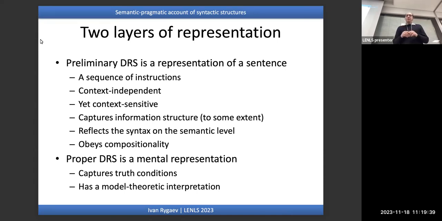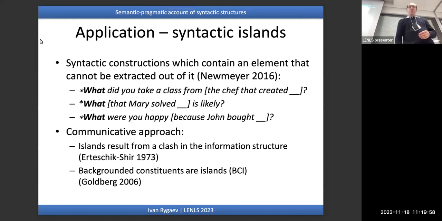Well, property arrays is a good tool for mental representation. So we distinguish two levels of representation: for the sentence, and then for the mental representation, we capture the conditions and the model array interpretation. Okay, so one thing where this can be applied is a syntactic island.